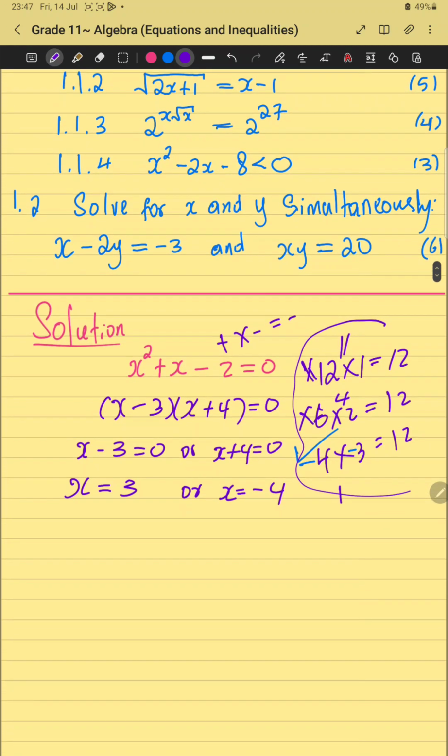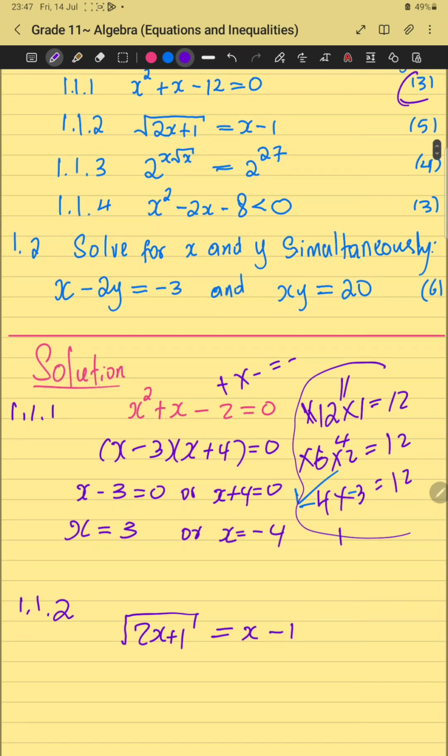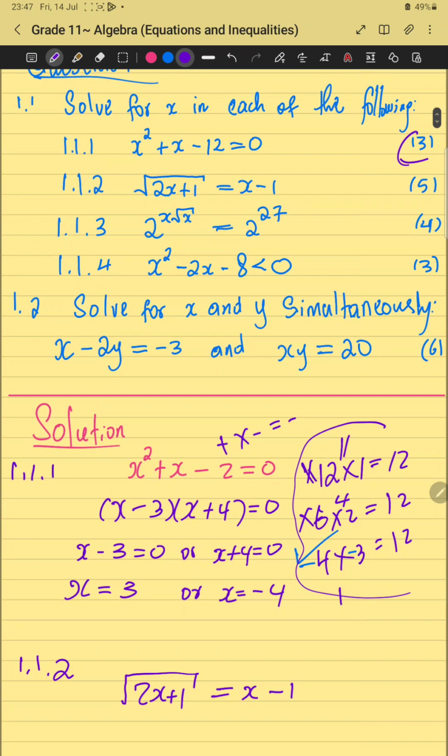Now let's take a look at the second one. That is 1.1.2. That was 1.1.1. So let me just copy it down. Now let's take a look at this one. Remember guys, we're working for 5 marks here.